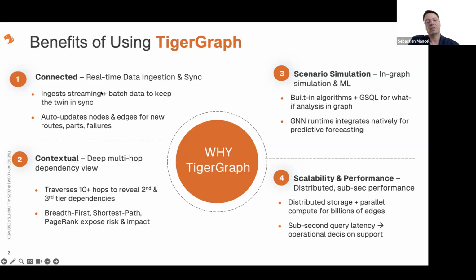And then finally, TigerGraph scales and performs. TigerGraph is built for distributed storage and parallel compute, handling billions of nodes and edges. Despite this scale, we deliver sub-second query performance, enabling real-time operational decision support. And so this is why TigerGraph stands apart in enabling operational intelligence, combining speed, scale, depth, and actionable insight into one integrated platform.